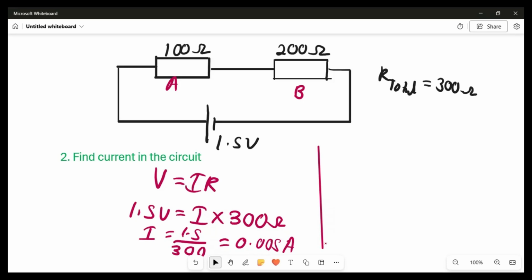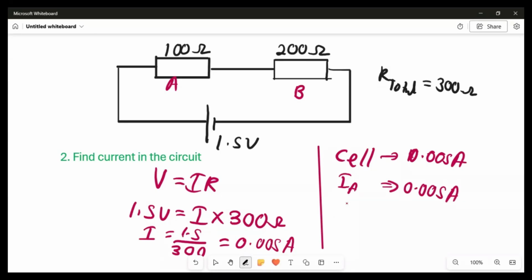And the other thing you want to know is, in a series connection, the same current is flowing through each device. That means the current flowing through the cell is also 0.005 ampere, and the current flowing through the resistor A is also 0.005 ampere, as well as the current flowing through the resistor B is also 0.005 ampere. Likewise, in a series connection, the same current is flowing through each device.